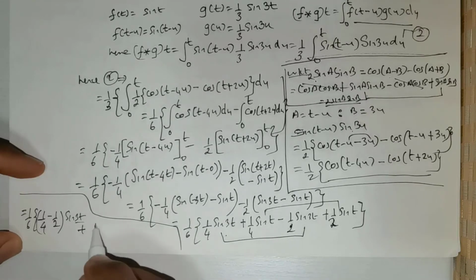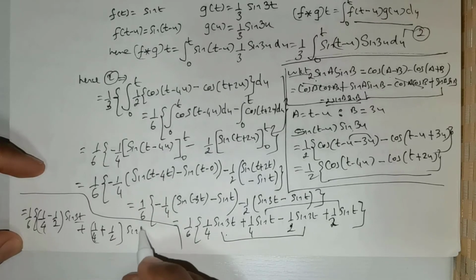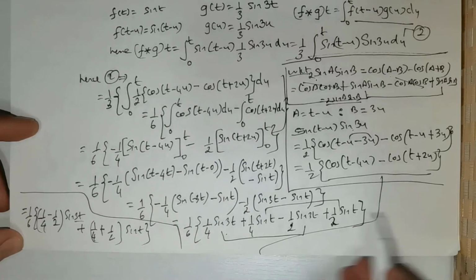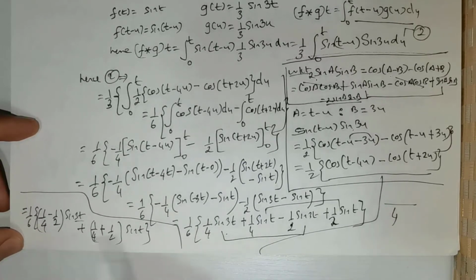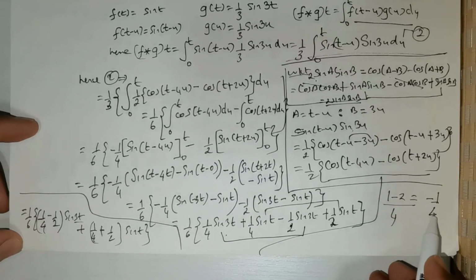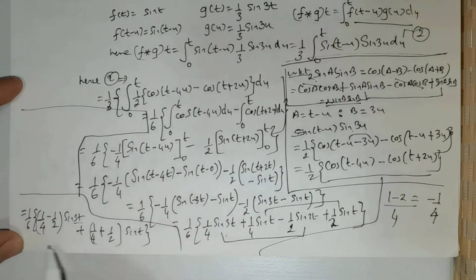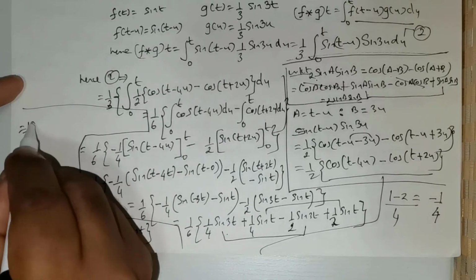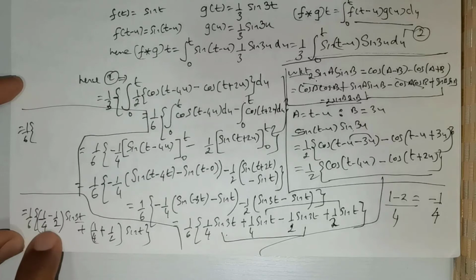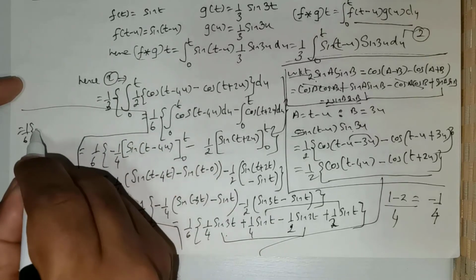So followed by positive 1 over 4, positive 1 over 2 times sine t. So this is what I've got. Now if I were to take the LCM as 4, this would give me 1, negative 2, which is negative 1 over 4. For this one is negative 1 over 4. So I can rewrite this as 1 over 6. As I mentioned to you, I'm taking 4 as the LCM. So if I were to take 4 as the LCM, this will give me 1, negative 2. That's going to be negative 1 over 4 sine 3t.